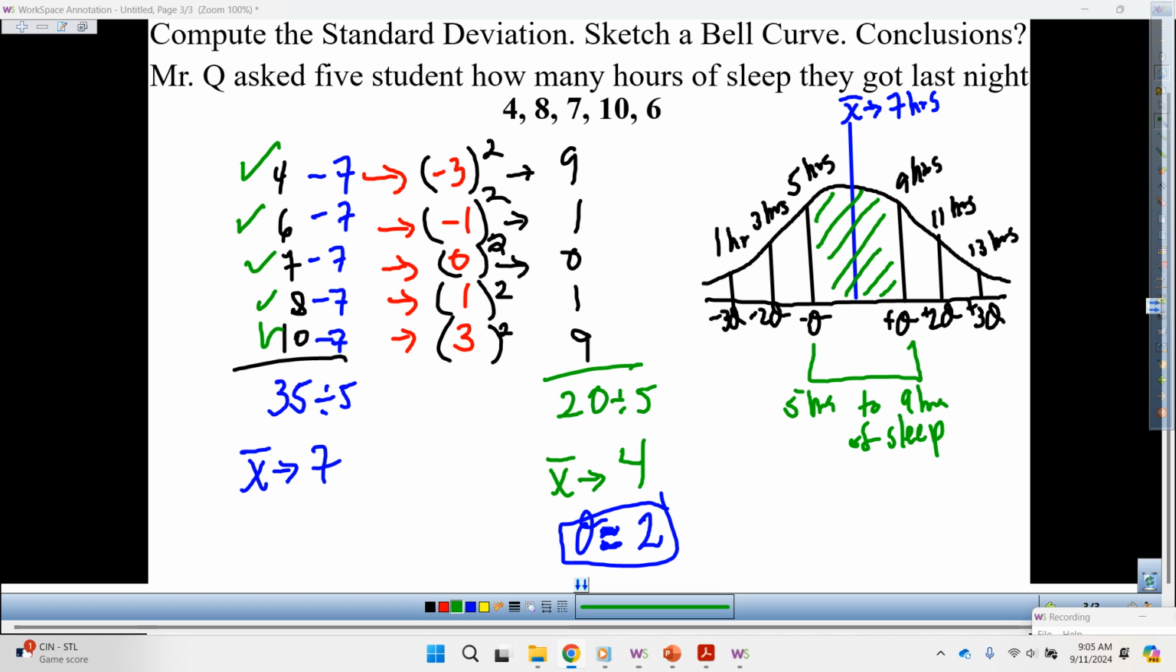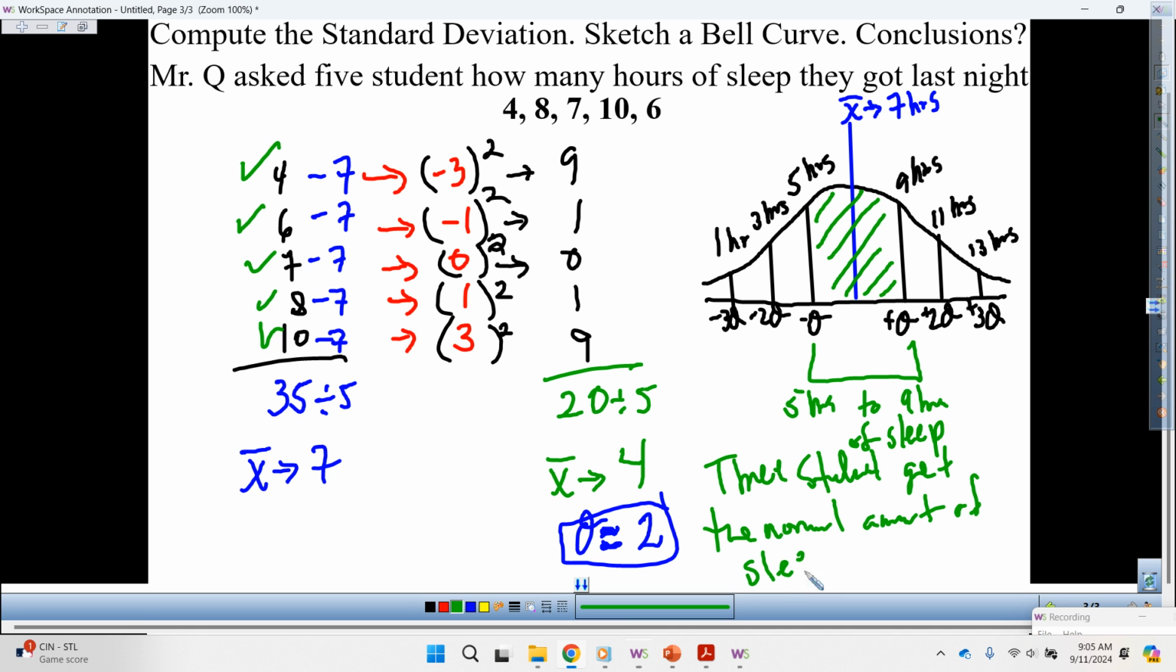Conclusion! Looks like Julian's got it. What is our conclusion, Julian? 3 students get the normal amount of sleep. Thank you. Hands, if you agree with that statement? That is correct, because the 4 doesn't fall in the norm and the 10 doesn't fall in the norm.